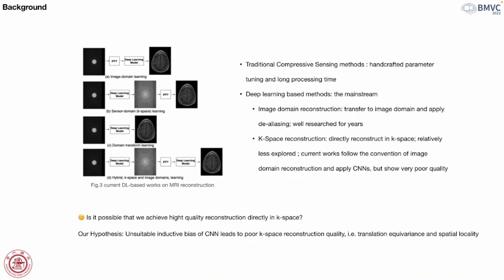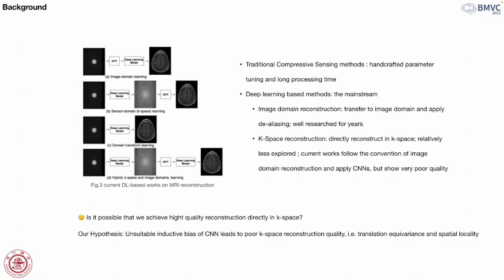Most works would transfer MR data to image domain and apply de-aliasing. Thanks to the great success of computer vision, this kind of algorithm has been well researched for years. By contrast, another school of thinking recognized the potential of K-space reconstruction and tried to complete the data directly in K-space. However, they still follow the convention in image domain and base their algorithms on convolution networks. The reconstruction quality tends to be far from satisfactory.